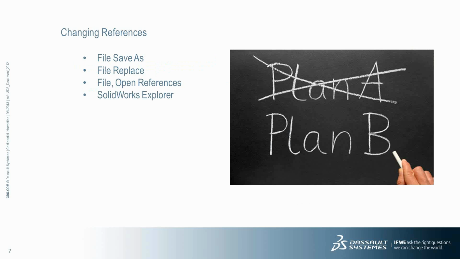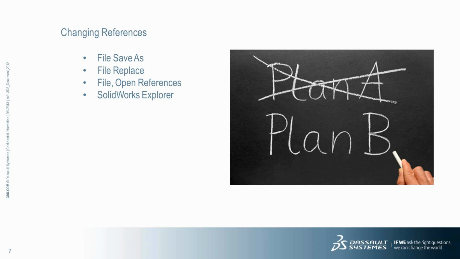So what if I want to change references? I've put together an assembly, and now we've got a new version of a cylinder that we want to use, and I don't want to use the one over there. I want to use the one over here. What tools do I have to do that? And I want to explain these in pretty good detail.